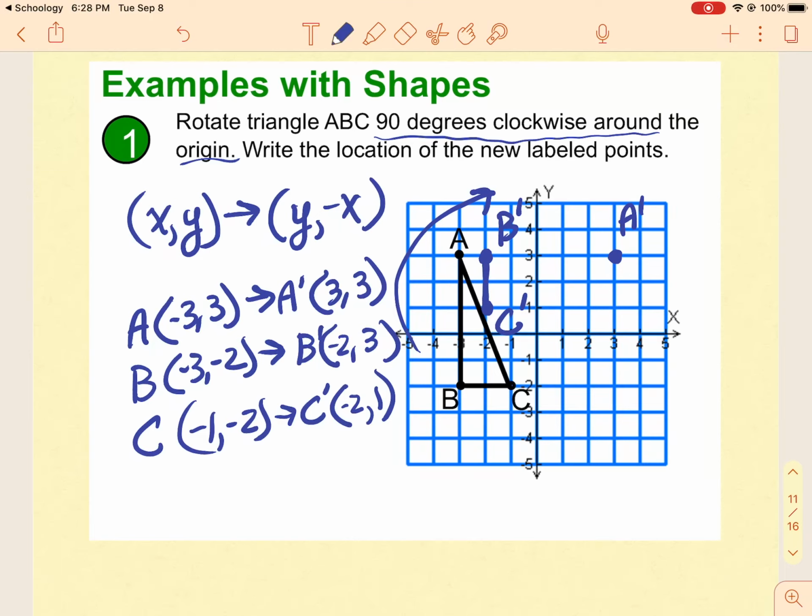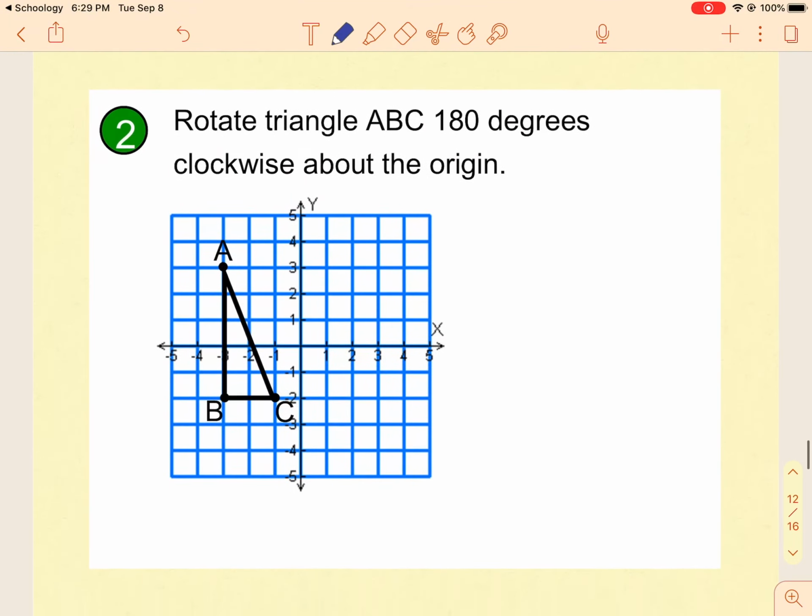So I think when it comes to moving shapes, it's probably a little easier to actually follow the rule. And you could see that got spun, rotated 90 degrees going clockwise. What about 180 degrees? Our rule says you take the opposite of x and the opposite of y.